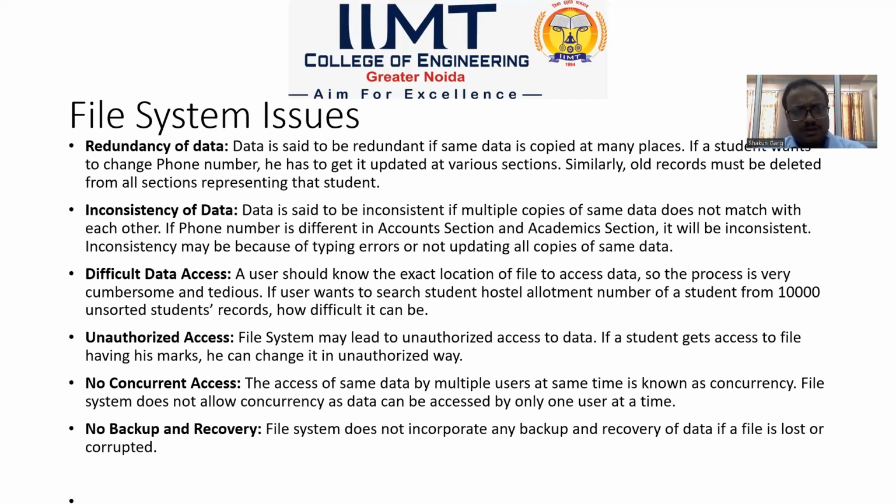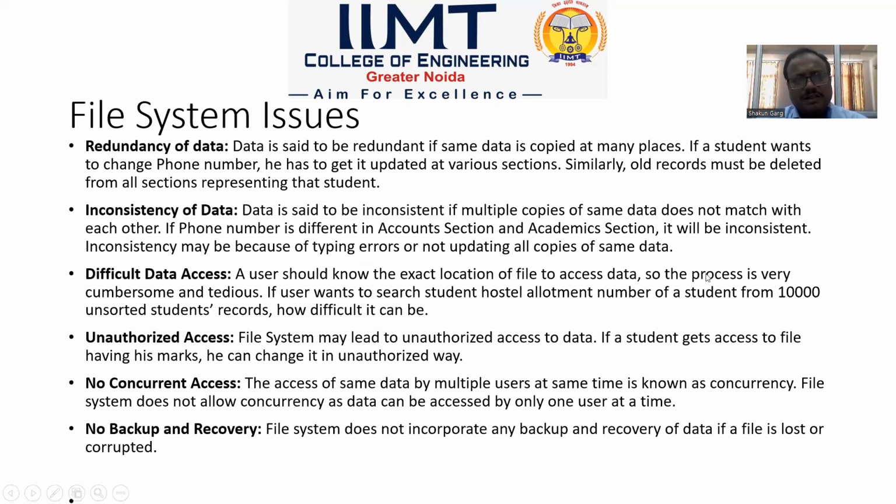Now, there are some issues related to file systems. First issue is data redundancy. So what is data redundancy? Data is said to be redundant if same data is copied at many places. I discussed earlier, same data is copied at many places in the same database. So it is data redundancy. If a student wants to change phone number, he has to get it updated at various sections. Similarly, old records must be deleted from all sections representing that student.